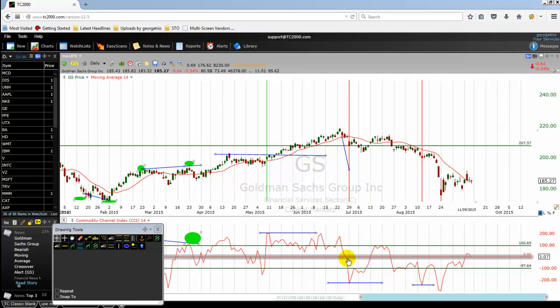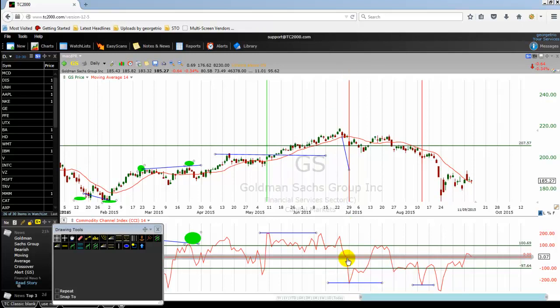So the speed of the CCI is higher. The speed of the CCI diverges from the speed of the price. The price is slow when the CCI was faster. The opposite is also true sometimes, when the price runs faster than the CCI. But we don't want you to get confused.